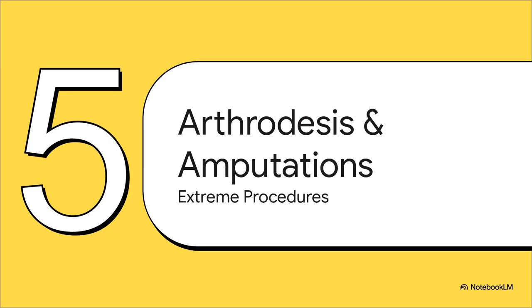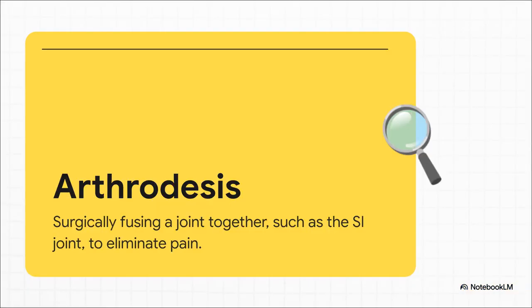Section 5. Arthrodesis and major amputations. Let's transition to the final, somewhat more extreme procedures in this section. First is arthrodesis, covered by codes 27278 through 27286. Arthrodesis simply means surgical fusion. When a joint is too damaged to replace, surgeons will literally lock it in place. A prime example is fusing the sacroiliac or SI joint where the spine meets the pelvis. By using bone grafts or screws, the joint stops moving completely, which stops the pain.